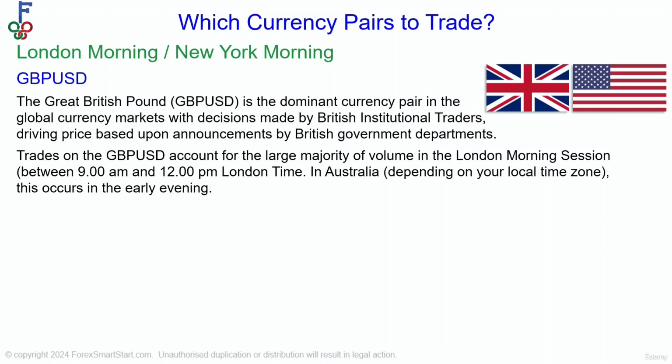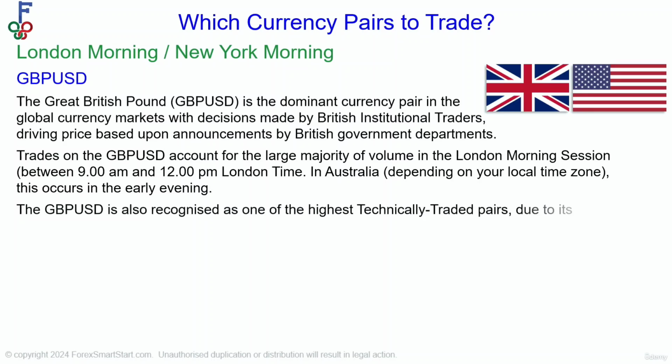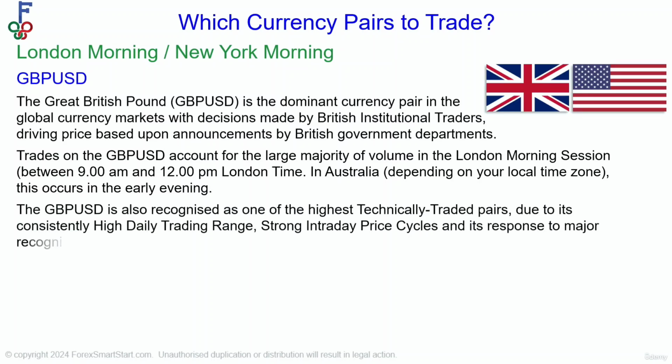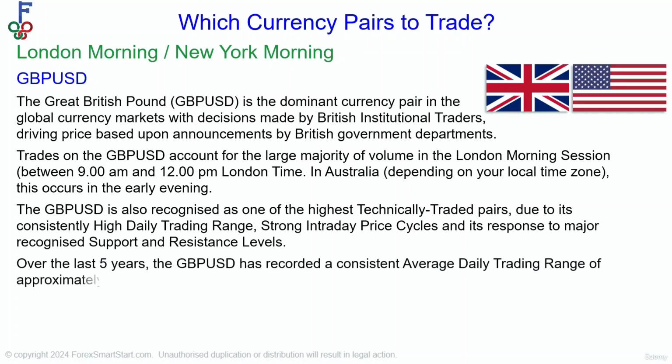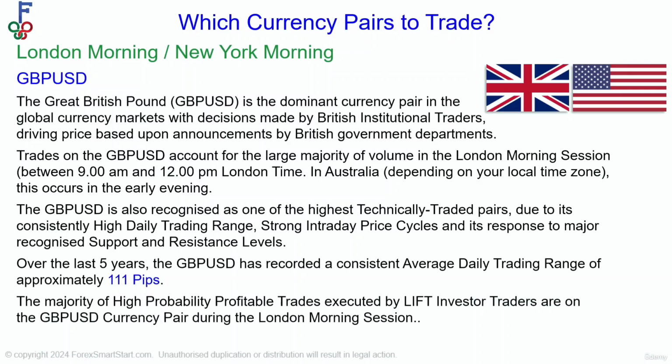In Australia, depending on your local time zone, this occurs in the early evening. The GBP/USD is also recognized as one of the highest technically traded pairs due to its consistently high daily trading range, strong intraday price cycles, and its response to major recognized support and resistance levels. Over the last 5 years, the GBP/USD has recorded a consistent average daily trading range of approximately 111 pips. The majority of high probability trades executed by Lift Investor traders are on the GBP/USD currency pair during the London morning session.